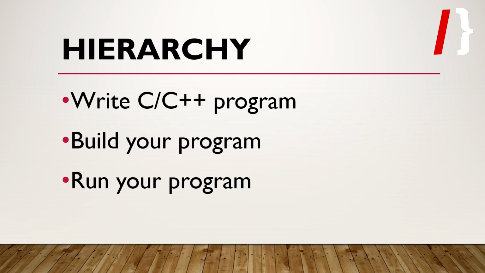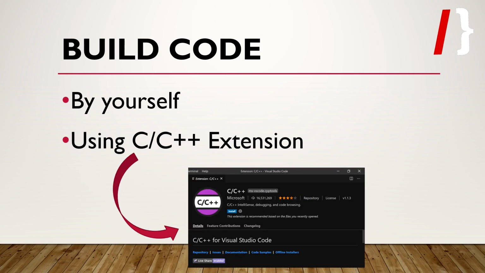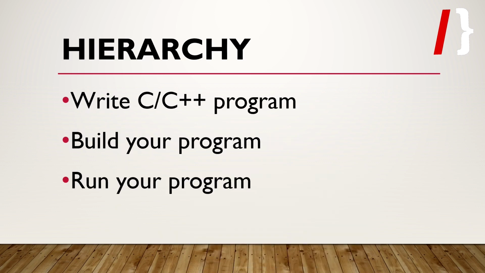The first step in the hierarchy is to write your C++ program. I will be writing a simple Hello World program in C and C++ both languages for demonstration. The second step is to build your program. We can build our C++ code in two ways. In the first way, I will type command by myself. And in the second way, we will use C++ extension from the Visual Studio Code developed by Microsoft itself. And the third final step is to run your program.